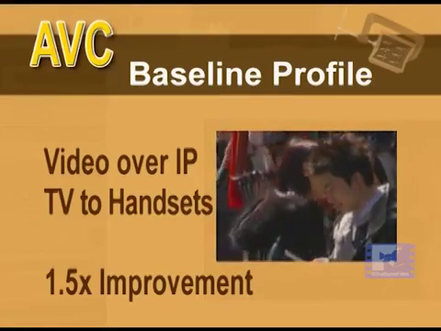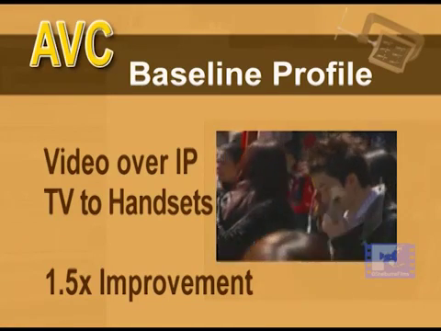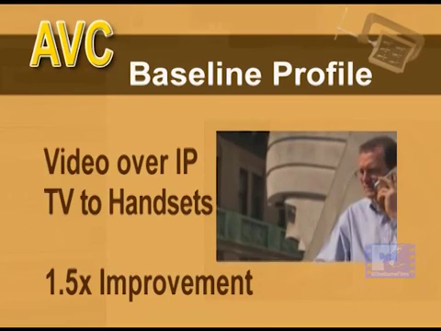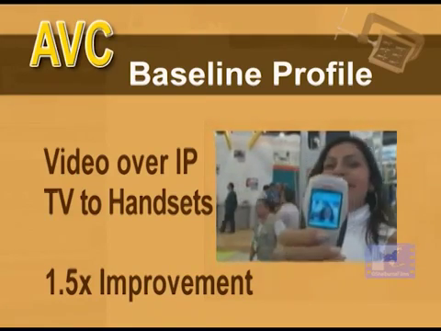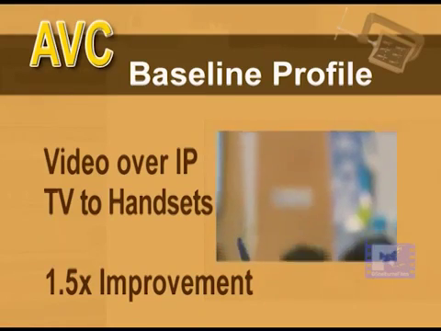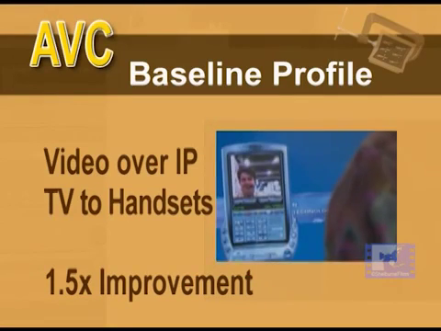To ensure interoperability between heterogeneous systems, Advanced Video Coding, or AVC for short, provides for 3 distinct profiles, each with its own unique set of compression tools. The baseline profile contains the simplest tool set of the 3. It is for use by decoders with the least intensive processing requirements, such as video over Internet Protocol or the streaming of TV to mobile handsets. It achieves a 1.5 times improvement in compression over MPEG-2.